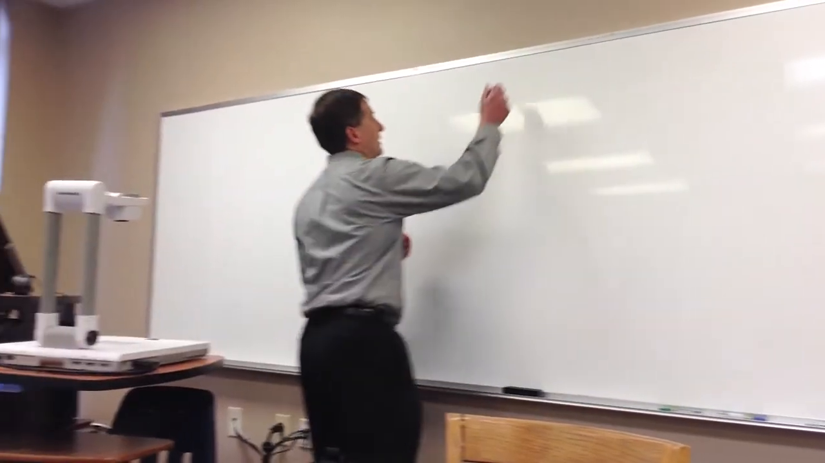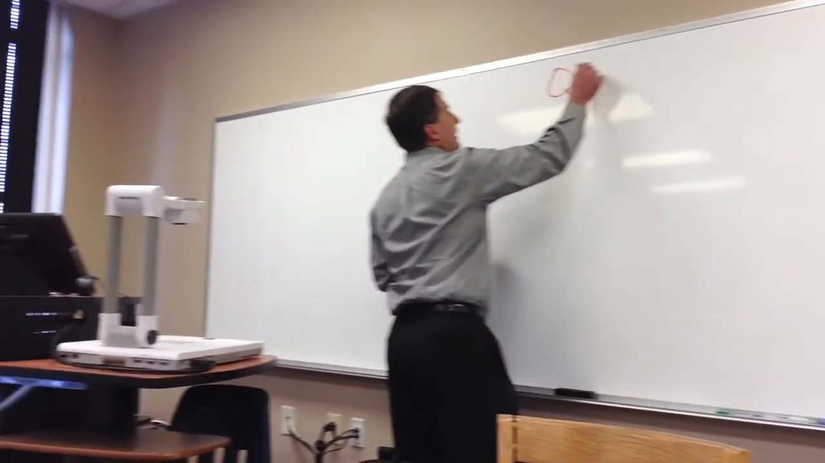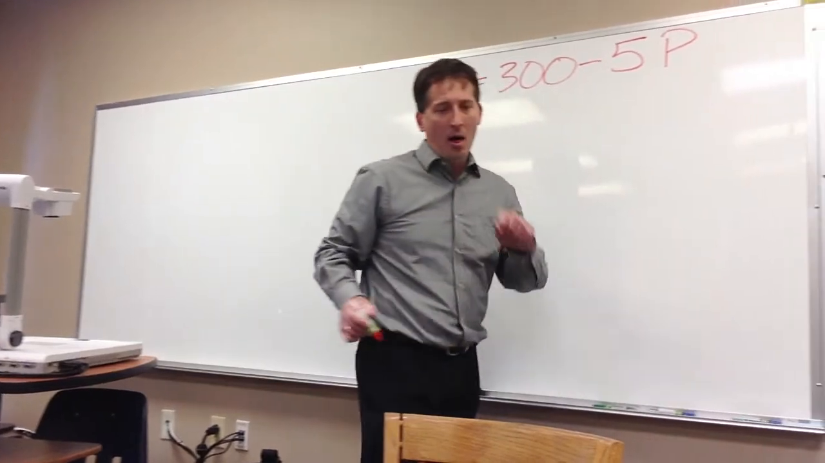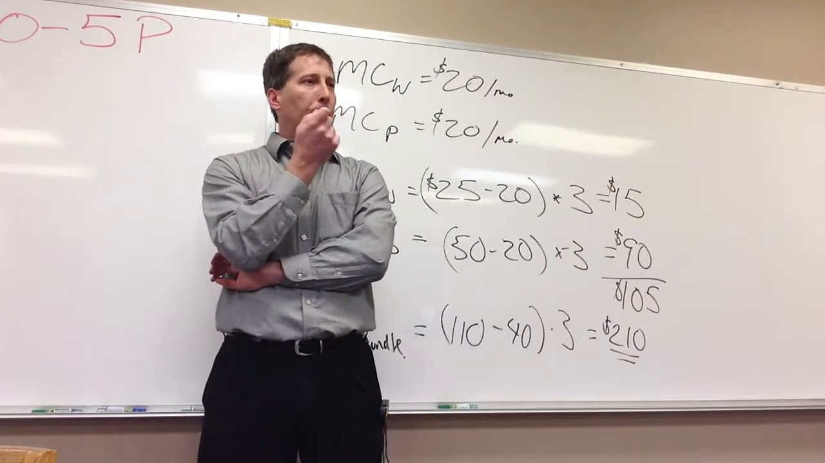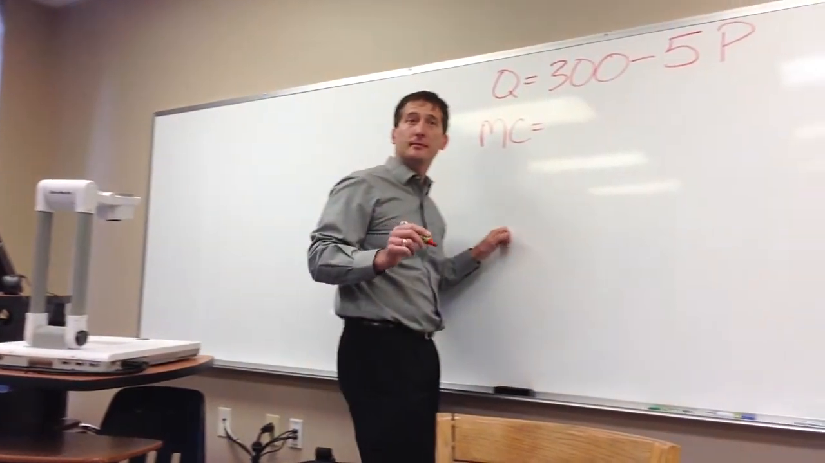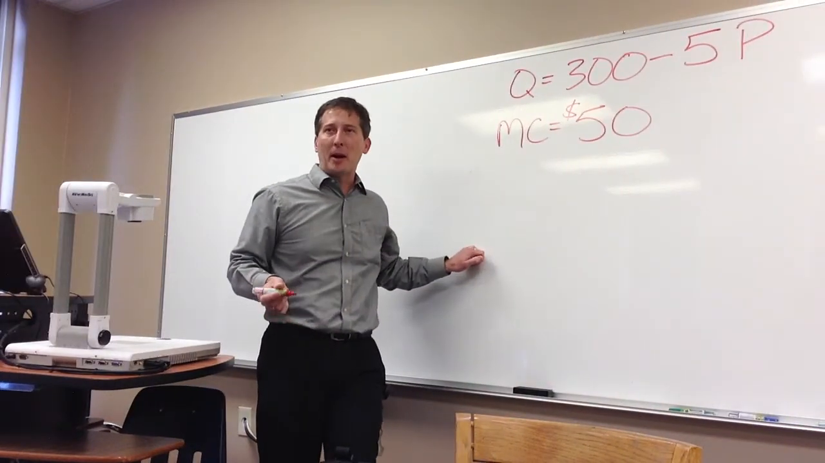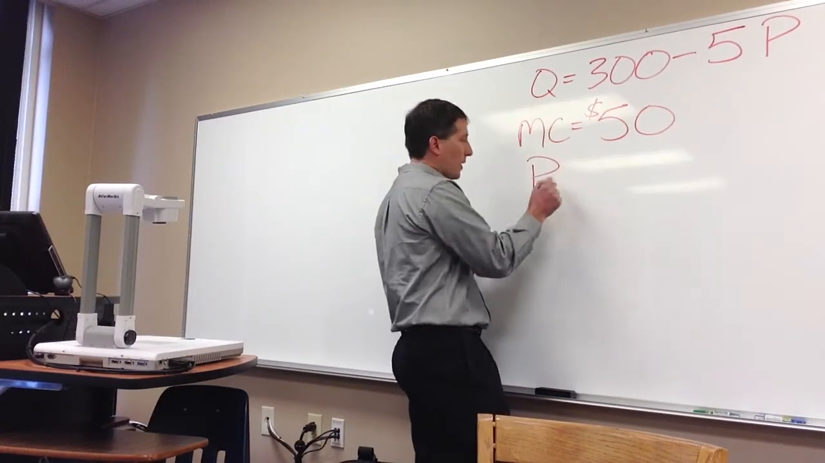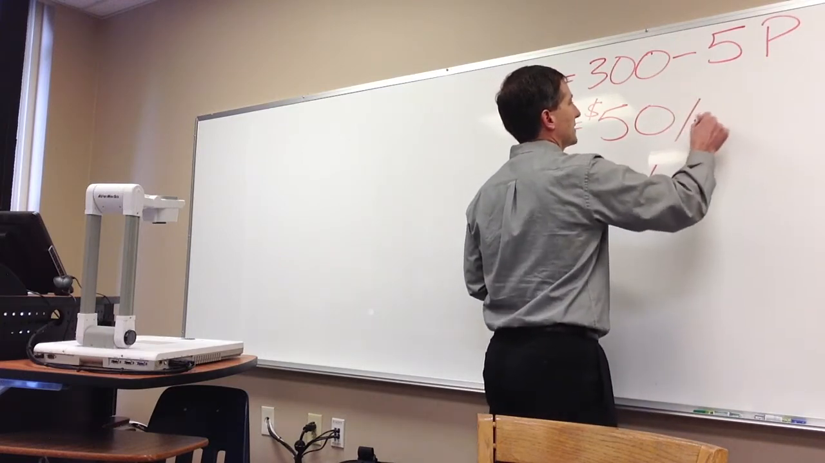We've got a demand equation of what? 300 minus 5p, so Q equals 300 minus 5p. And what else do we know from the problem? Marginal cost is 50. And then what else do we know from the problem? We want the price of golf to be equal to $50 per round. And this is per round.